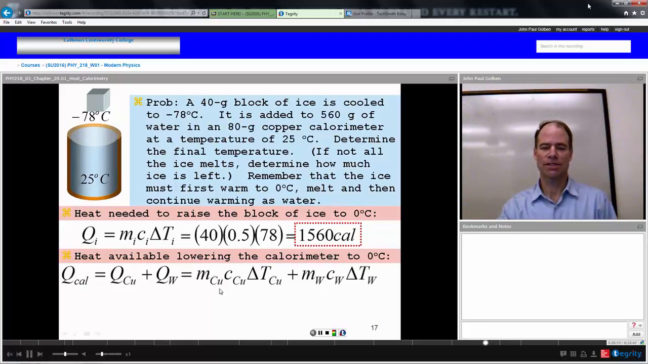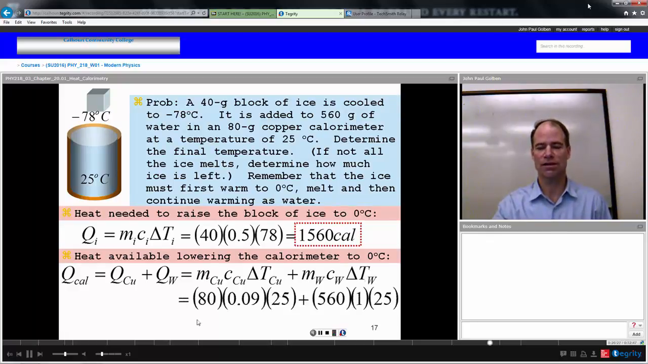So let's see how much that is. We have the mass of the copper calorimeter, the specific heat of copper, and the change in temperature. So that's going to be the heat change of the copper. And then we're going to have the heat change of the water itself.